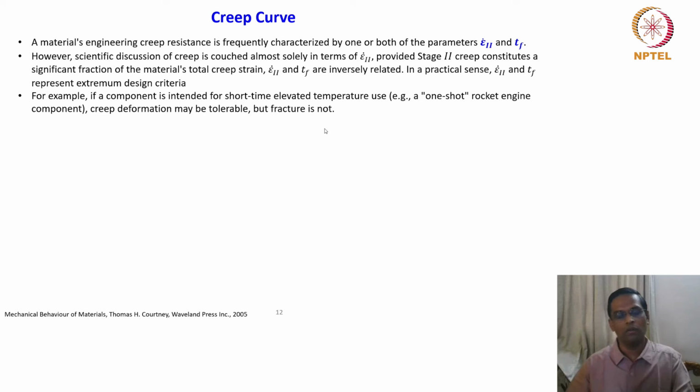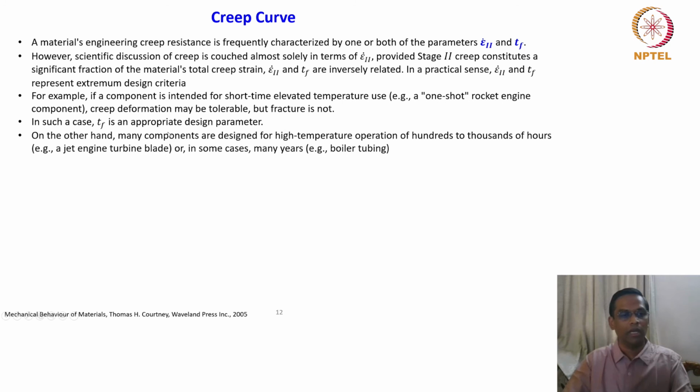Though it is not going to give interesting creep deformation data, that time to fracture is very important, because a component like a one-shot rocket engine component means it is used only one time. And the time to fracture is more important than the creep strain in this application. So that is why this parameter is also studied. In such a case, TF is an appropriate design parameter. It is not creep strain here. Here it is TF that is the appropriate design parameter.